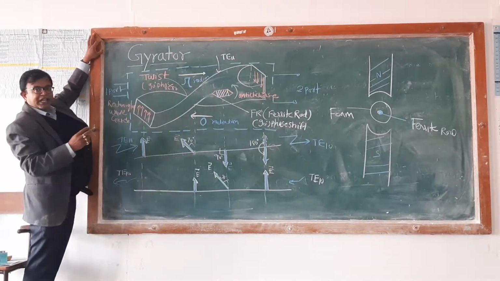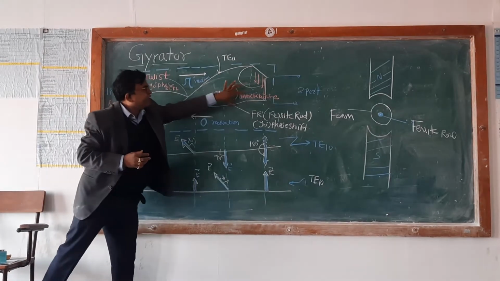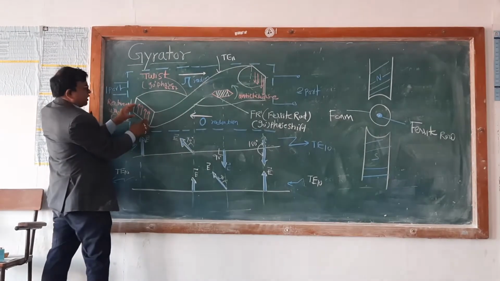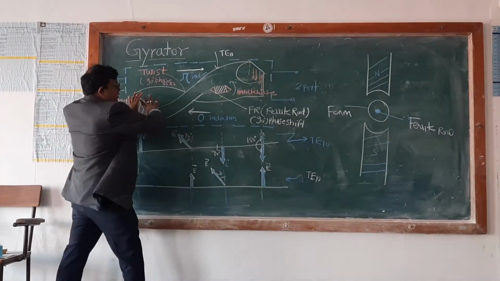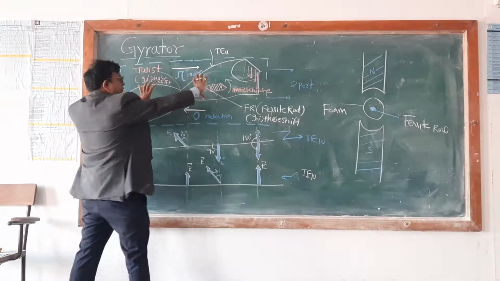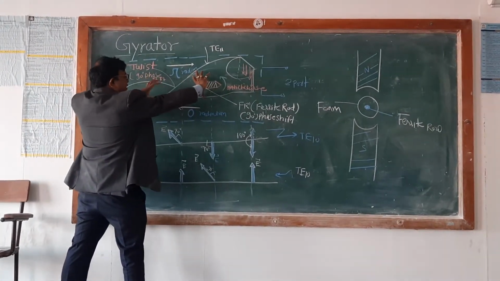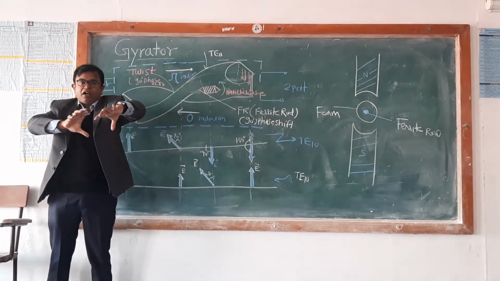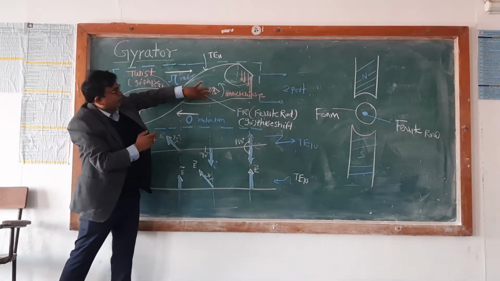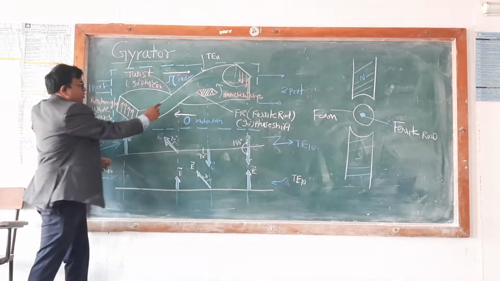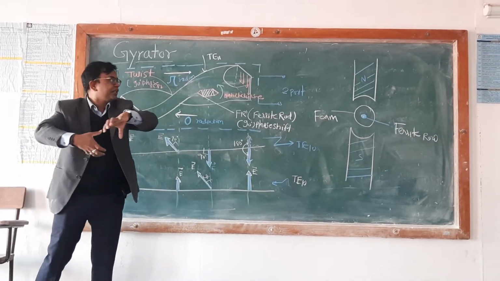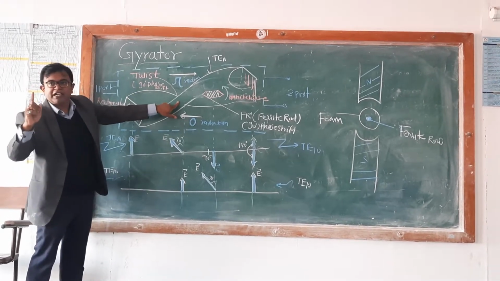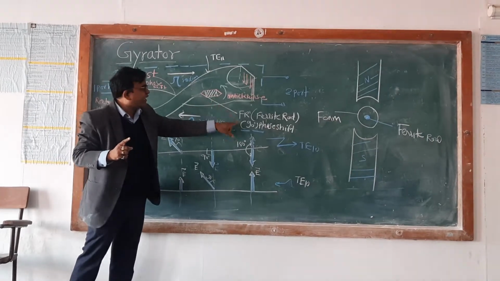Here we can see the entire structure of the gyrator. This is the circular waveguide, and this is a rectangular waveguide. This is also a rectangular waveguide. Actually, we have the circular waveguide in between, and what we have done is twist this circular waveguide in the clockwise direction. Because of the twisting, we get a 90-degree phase shift. And because of the ferrite material, you will get another 90-degree phase shift.